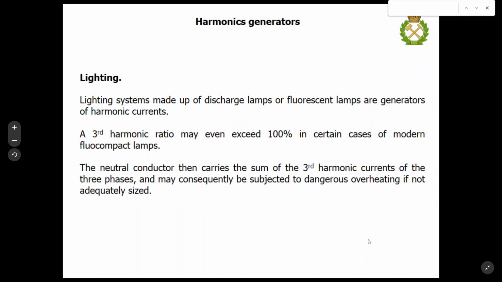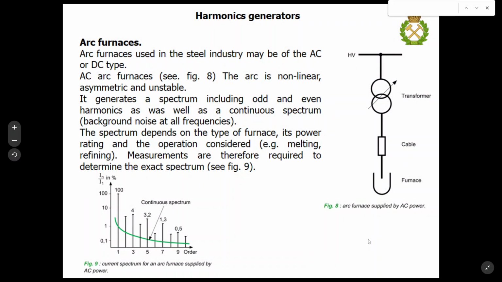Also, lighting systems, including discharge lamps or fluorescent lamps, can be harmonics generators, and they can generate harmonics equal to the third and higher. And in such cases, such harmonics produce dangerous overheating of some phase connectors, which tends to destroy them. And what about earth furnaces?